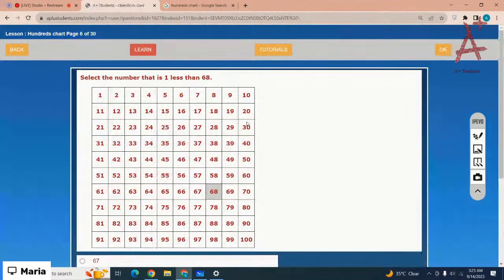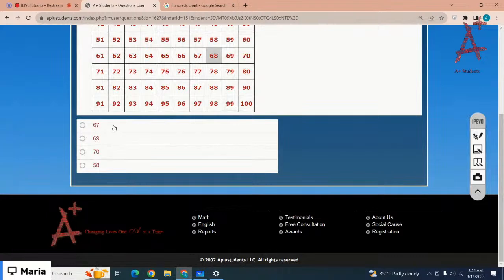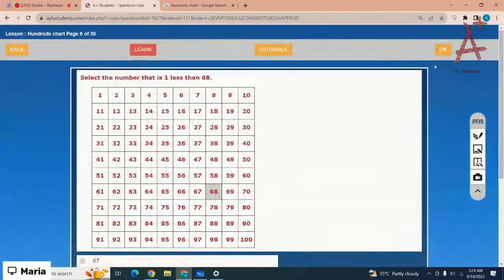Okay, the next one is select the number that is 1 less than 68. So which is the correct option? 1 less than 68 is 67. You have to move left one square, that would be 67. The correct option is 67. Very good.